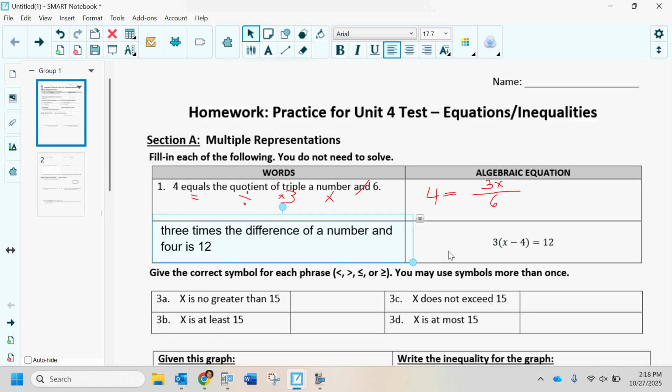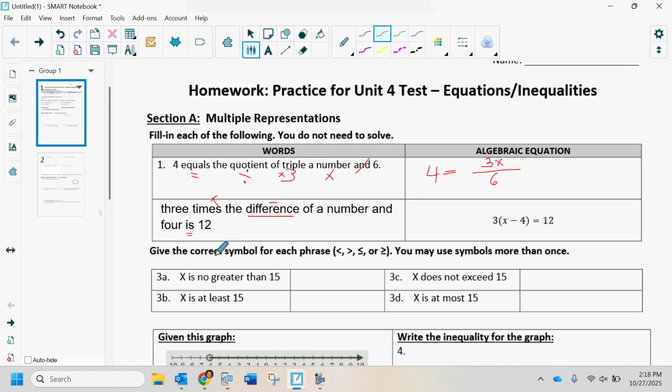All right. Nice, right? So think about it. We have parentheses, so we need to use the difference for the subtraction. A number and 4 tells us what we're subtracting. 3 times, obviously, is times, and "is" means equals.